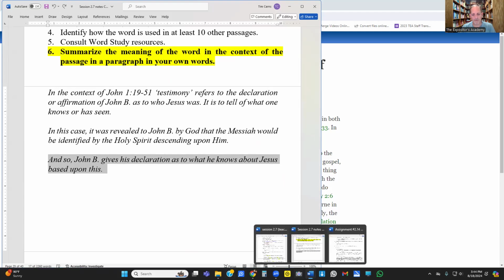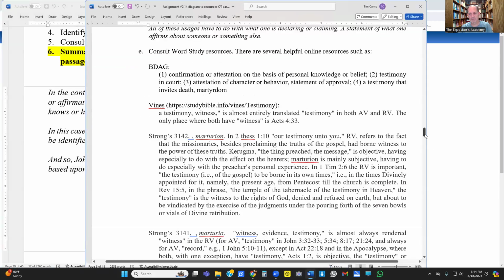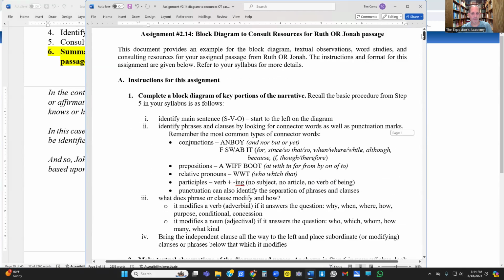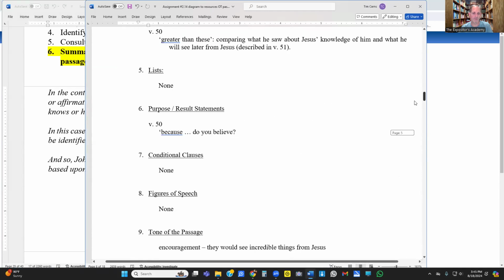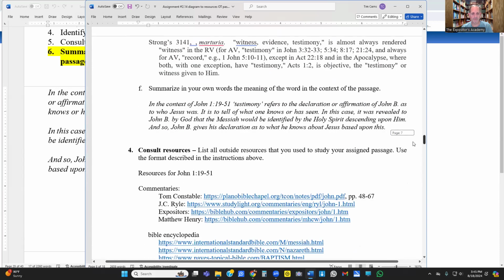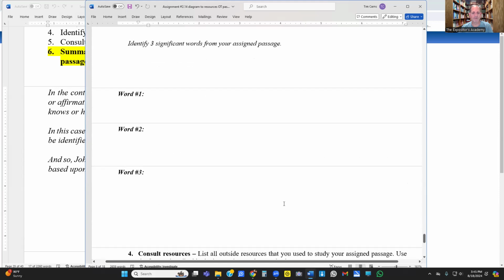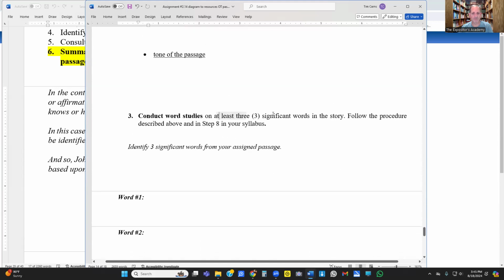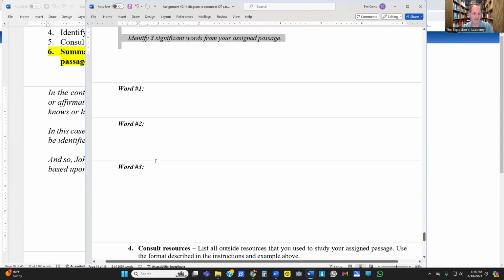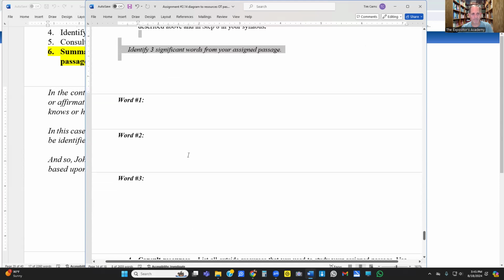So you're going to do that for 3 words. Here I have the example in the assignment, assignment 2.14. So I put in this example that I just went through. It's there in the assignment as an example. And then after textual observations, you'll get to word study. Where I say conduct a word study on at least 3 significant words, follow the procedure described above. And in step 8, identify those 3 words, and then I give you a page to do that. Okay? So hopefully that makes sense.